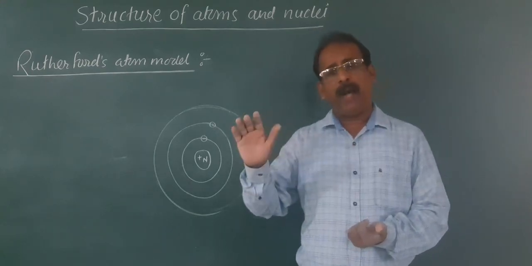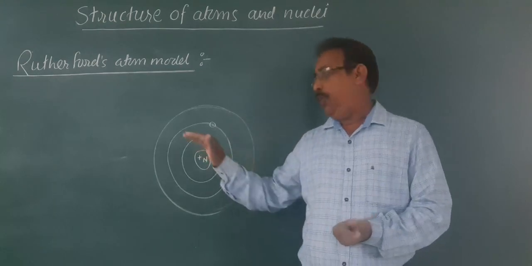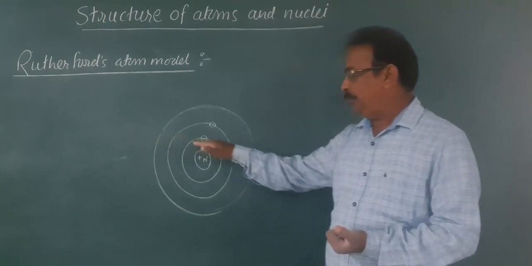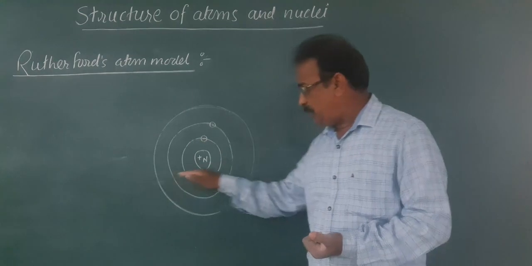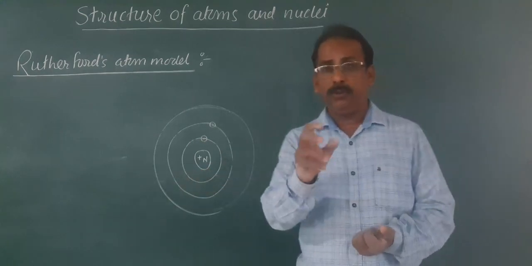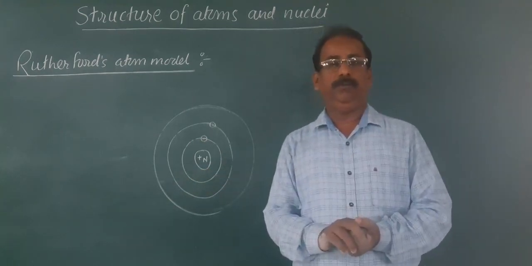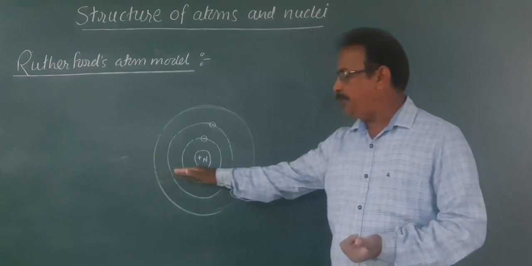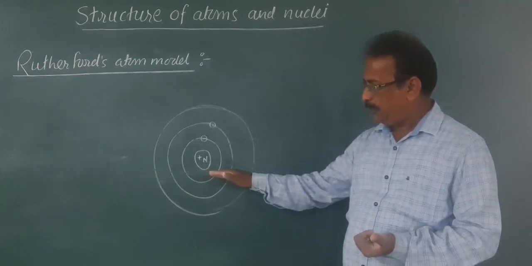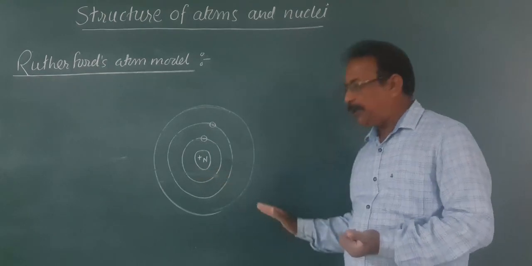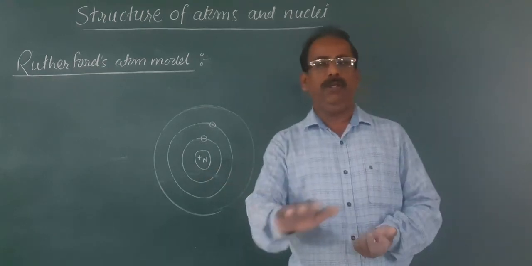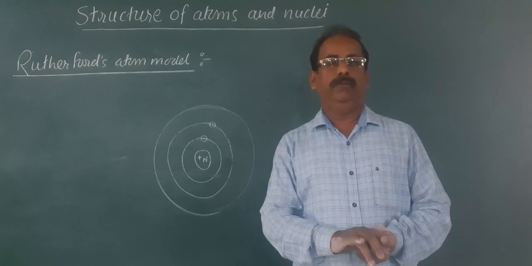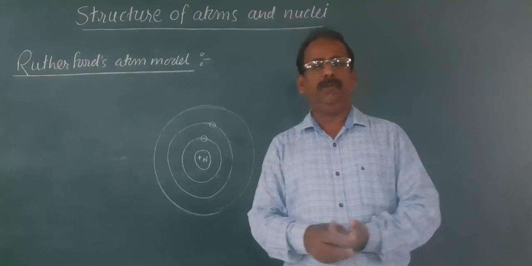Only those alpha particles will get scattered which pass very near to the nucleus. Suppose one alpha particle is coming like this and goes past near this nucleus. That alpha particle will get scattered from its original path. And these are very, very few in number.